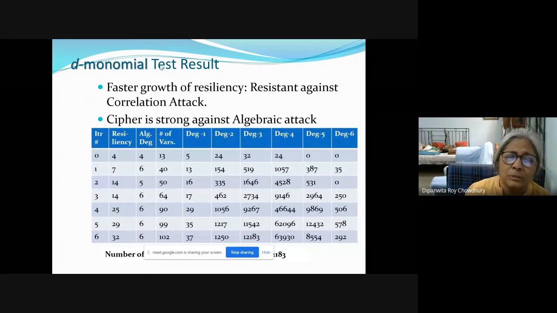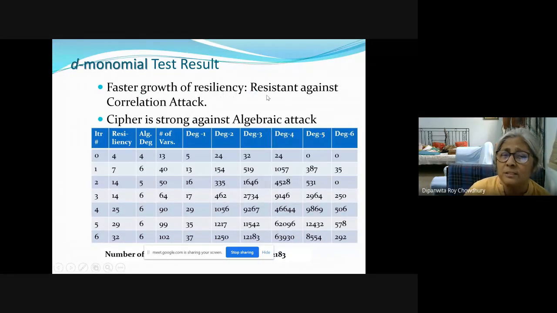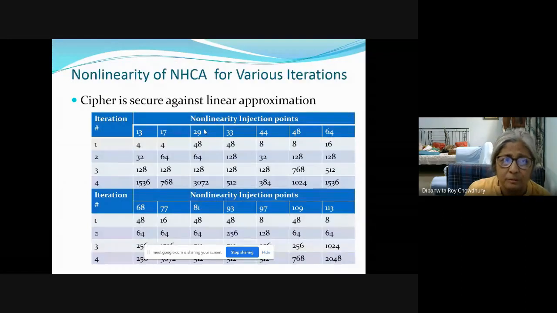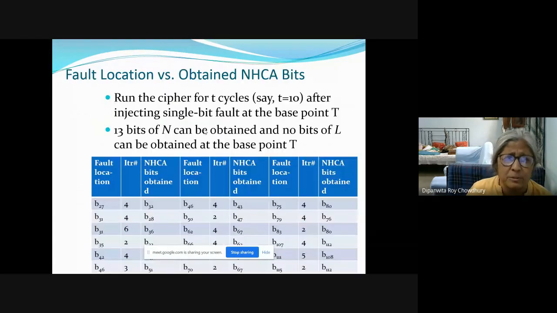So with this, every time we have to show that it is satisfying, and this is required. You will be asking why we are doing this. If the monomial test is satisfied, then we get faster growth of resiliency, and resistance against correlation attack and algebraic attack. So the cipher is strong against these two attacks, which we have guaranteed by using the monomial test. Then the nonlinearity of the linear approximation, nonlinear approximation, etc.